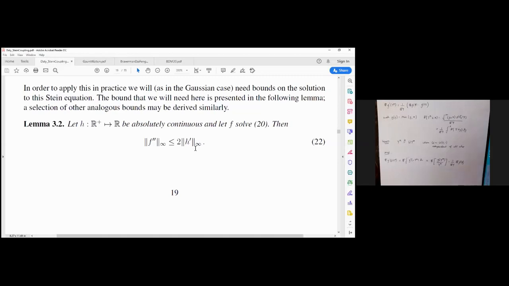But anyway, that's, again, for the sake of ease and to avoid getting into too many technical difficulties that we don't want to get into because we want to get an idea of the essence of Stein's method instead, we're going to restrict ourselves to thinking about Wasserstein bounds.